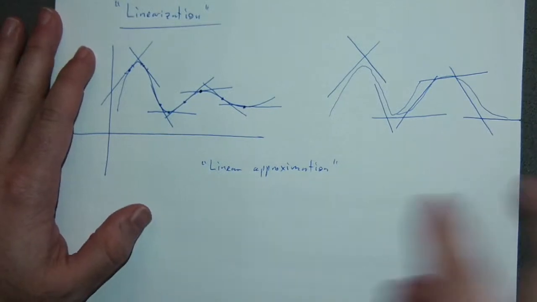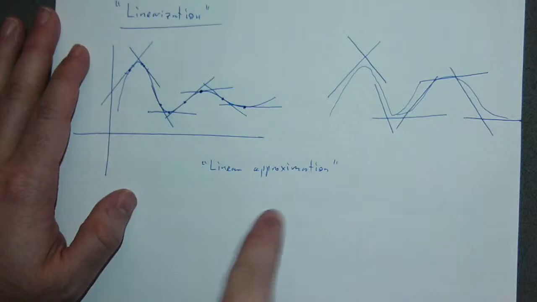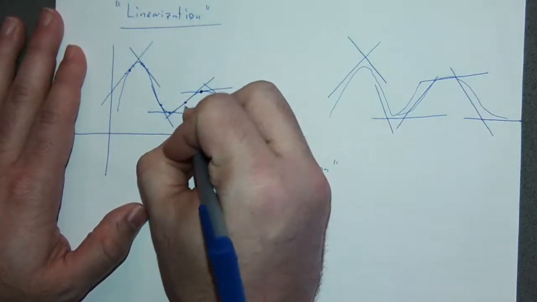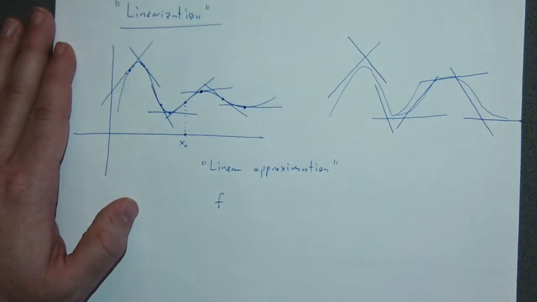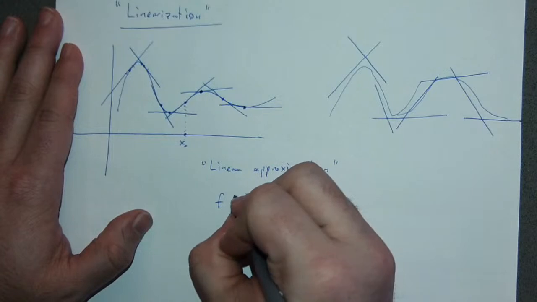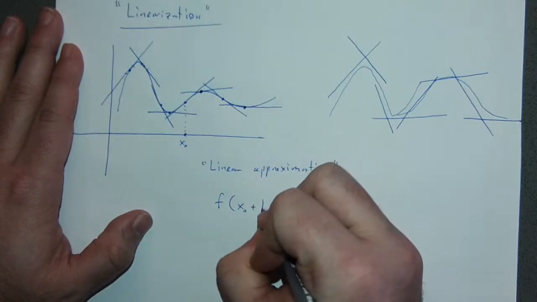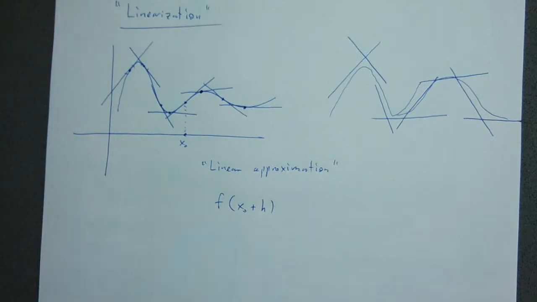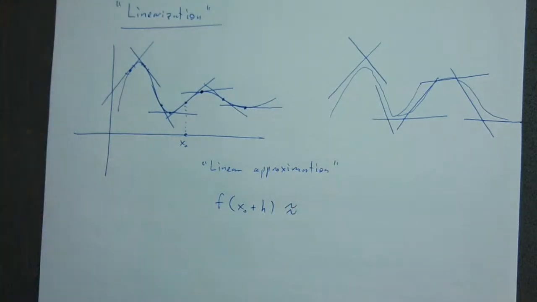Now, what was linear approximation? You might remember the formula off the top of your head. What was the idea? The idea was if I've chosen some, we'll call this x naught. So if I've chosen some x naught, then if I want to approximate the value of f at some x naught plus h, where h is going to be a little bit, then this is approximated by what?